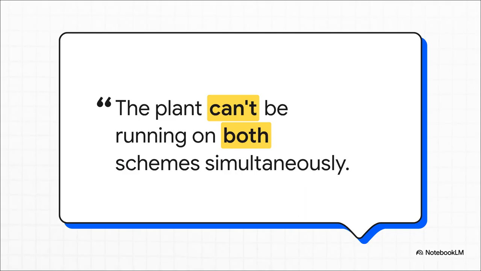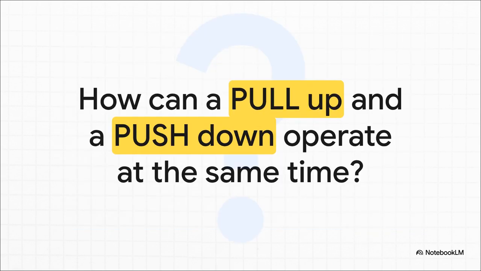And this is the core of the argument. The author basically says, you can't have it both ways. A single, interconnected system just can't be running on a dominant pull from the top and a dominant push from the top at the exact same moment. It's a contradiction. So this is what the paper calls the fatal flaw. How on earth is a plant supposed to manage these two conflicting forces? The author's answer is simple. It doesn't. It can't. Because the whole model is wrong.